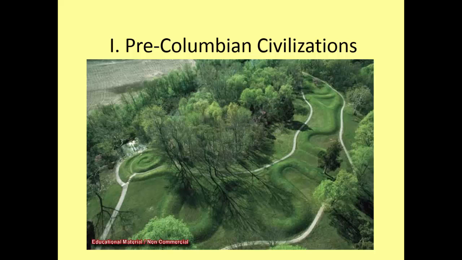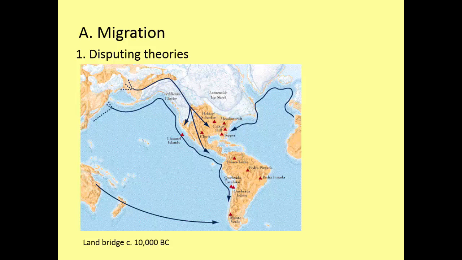But we will find out that with pre-Columbian civilizations, a lot of the information about them is going to disappear, so the only thing we have to understand their culture is archaeological evidence. And so let's start with Roman numeral A, migration. So how did Native Americans get here?